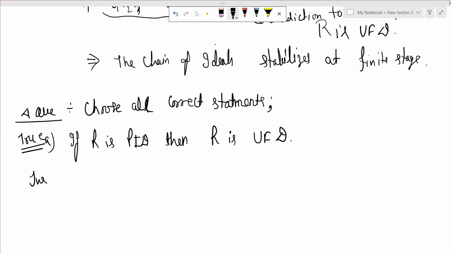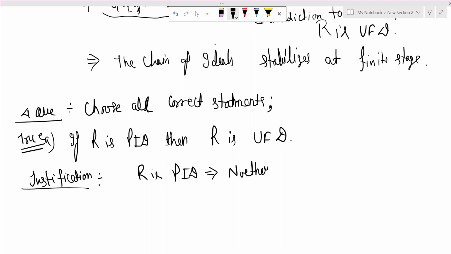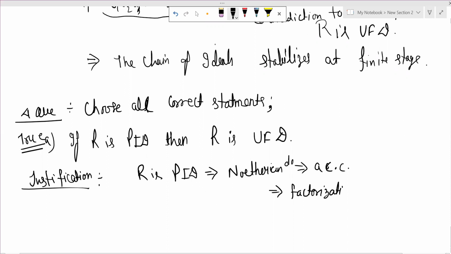What is the justification? So R is a PID. This implies Noetherian. This implies ACC. Noetherian domain, ascending chain condition satisfied. So this implies factorization domain.